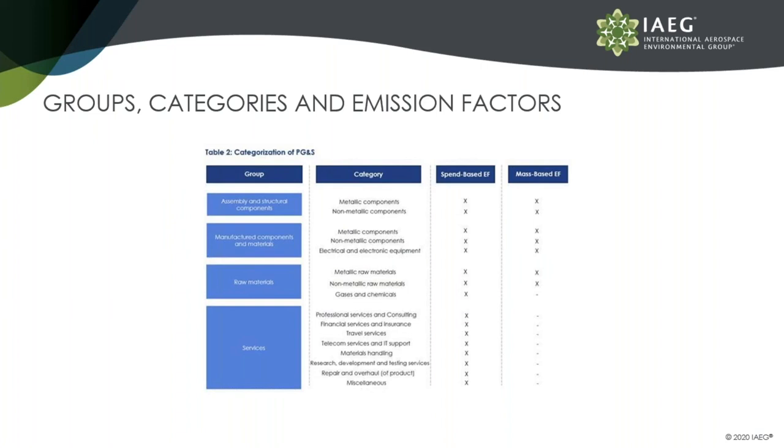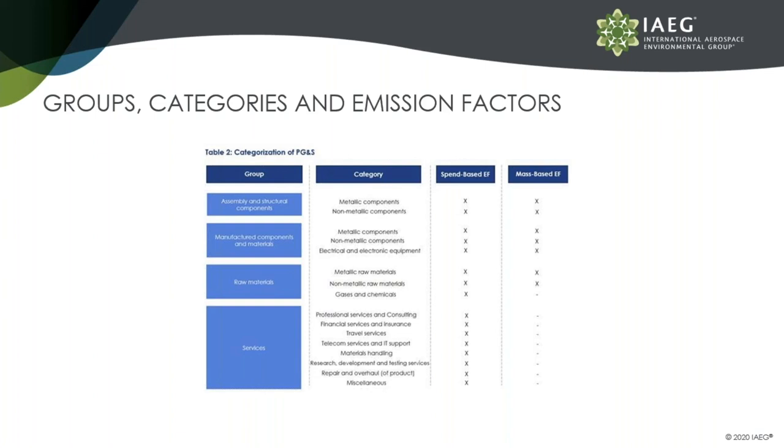So we're about to have Erin take us through the tool with a demonstration, but just to level set you as to how we take all those emission factors and organize them. They're organized first and foremost by a summary group. You'll see we have four groups: assembly and structural components, manufactured components and materials, raw materials, and services. And then within each group are various categories. Using assembly and structural components, there are metallic components and non-metallic components. And then for each of those categories, there are emission factors, a spend-based emission factor and a mass-based emission factor.